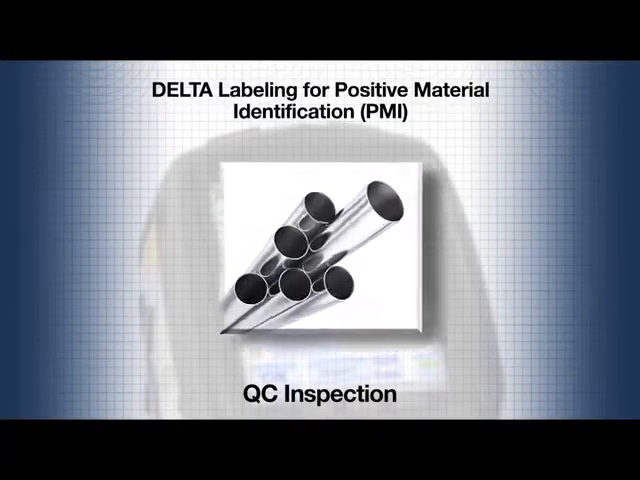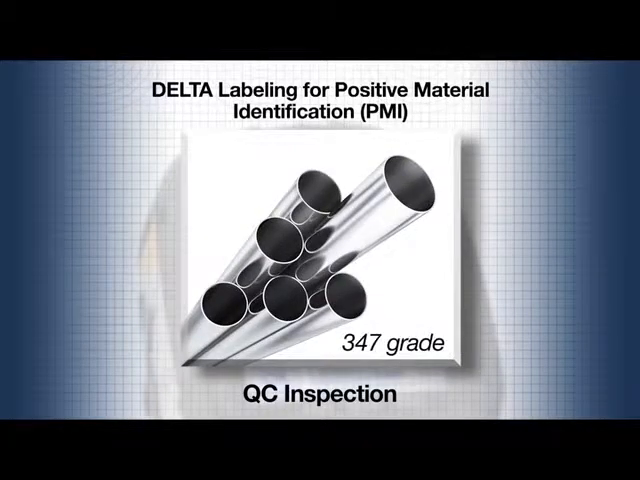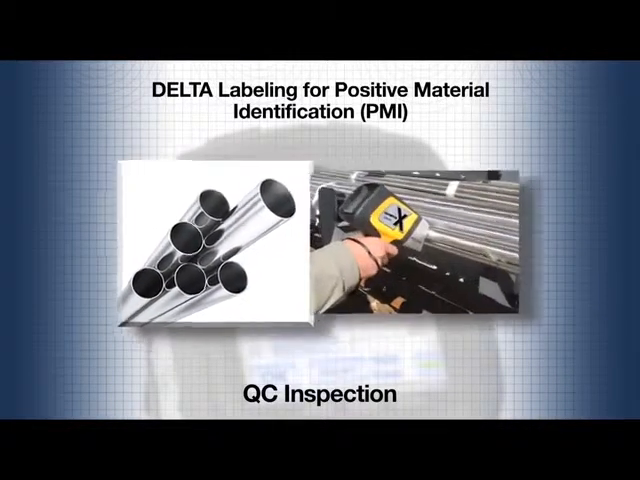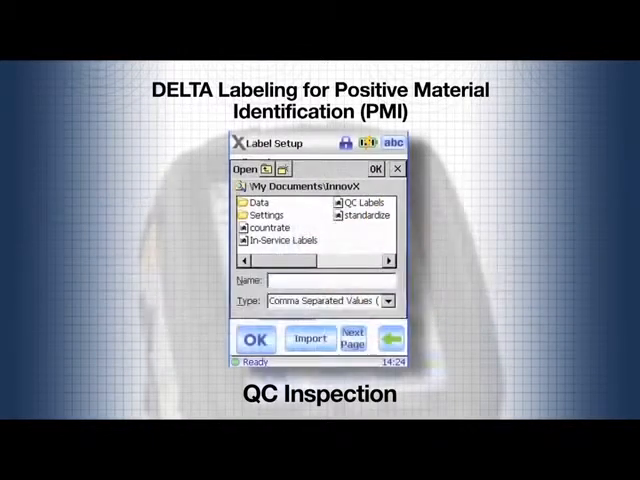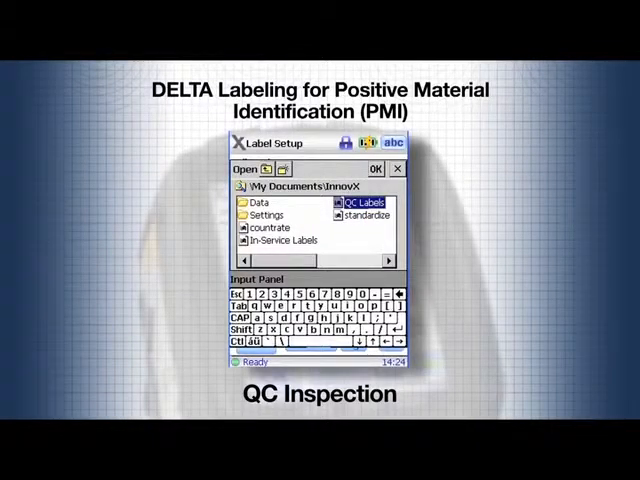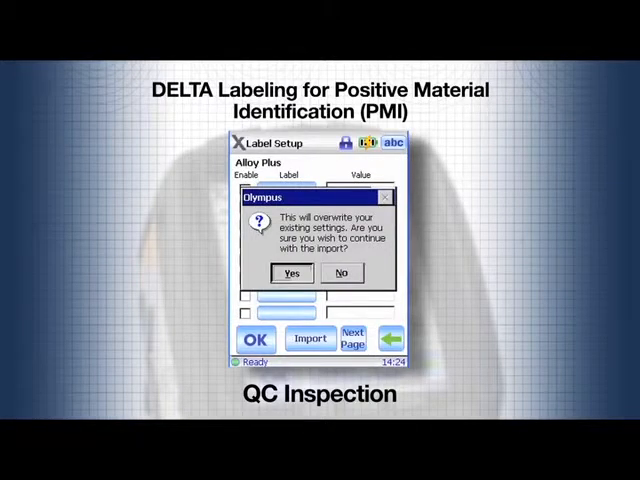In the QC inspection scenario, a fabricator orders 6 seamless stainless steel 347 grade tubes 2 inches in diameter. They should all be tested to ensure that they are the grade ordered. The QC labels have already been imported and are ready to use.